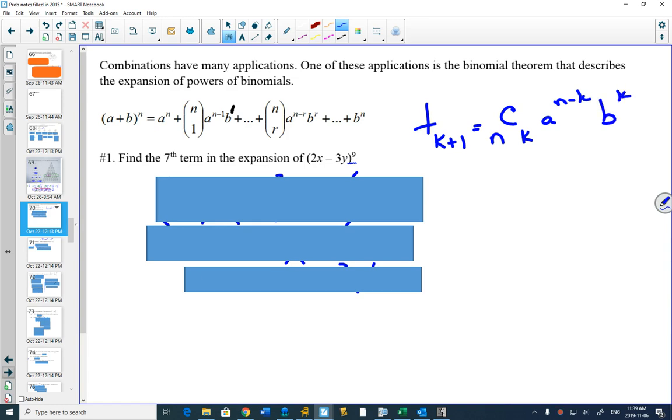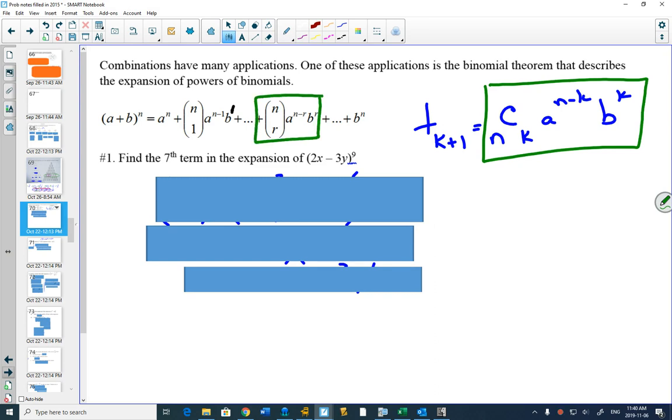For term k plus 1. What you need to recognize is that this formula here is the same as this part on your formula sheet for IB. Instead of k, they use r.